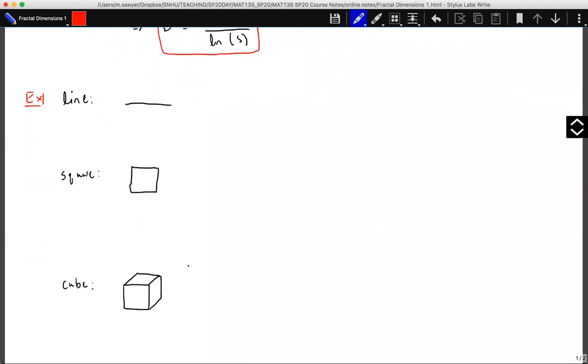Let's look at a line, a square, and a cube. Intuitively, we know what the dimensions of these shapes are. So let's suppose that a line has width 1. If we're replicating this line, to make it look like itself, we need 2 copies of the line, each with width 1. So our number of copies here is n equal to 2. Our scale factor is equal to 2. And our dimension here is the natural log of 2 divided by the natural log of 2 equals 1. And it makes sense because we think of a line as a one-dimensional object.